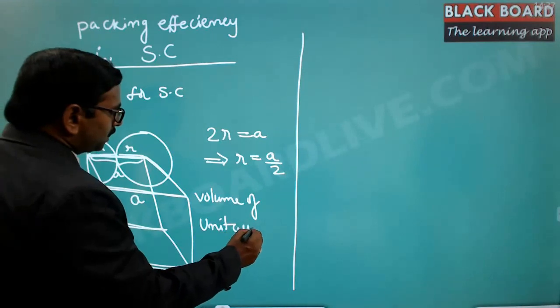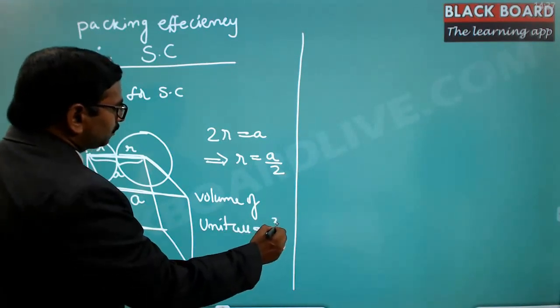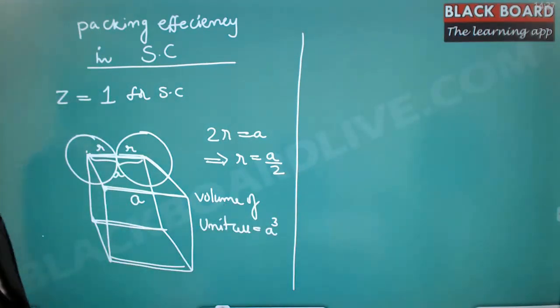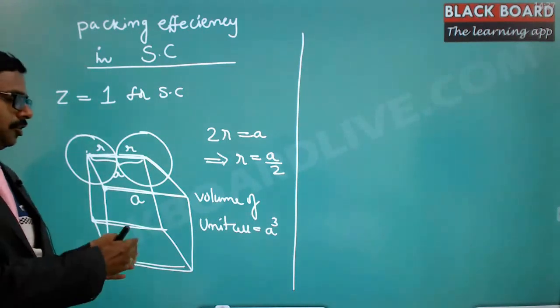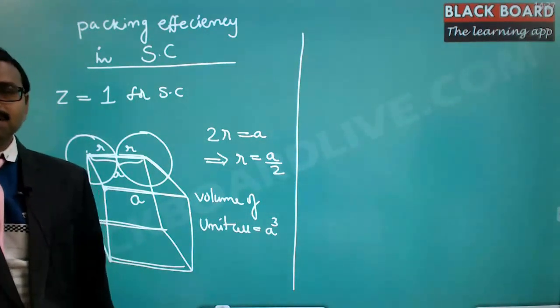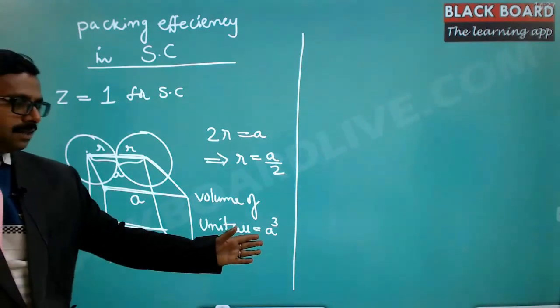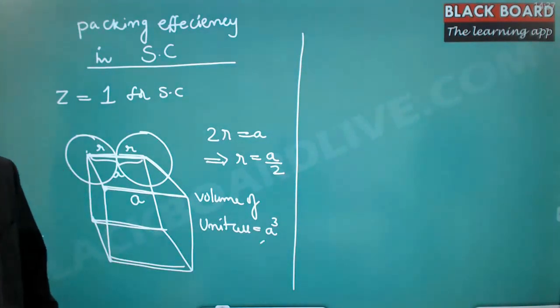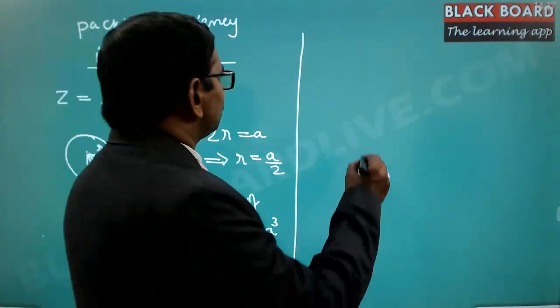The volume of the unit cell is a cube. Length cube is the volume of the unit cell, because it is a cube, and the cube volume is equal to a cube. Now, what is packing fraction?